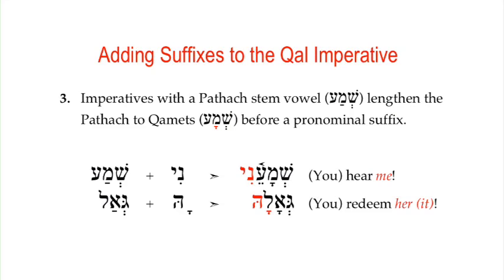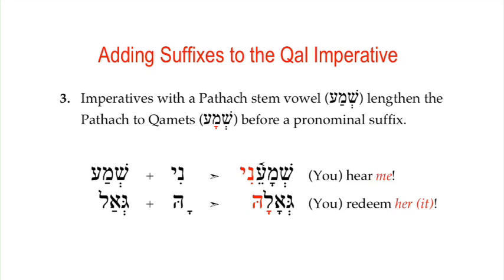So let's look at your screen and identify one more feature that's important to understand with the imperative. Number 3, imperatives with a patach stem vowel, that is those forms that will usually have a guttural in the second or third root position, will lengthen the patach to qamets before a pronominal suffix. All right? So now that's a little bit different than what we saw in the 2MS, the regular form, where you had the O class stem vowel. In the O class stem vowel, you had the change going on in the first syllable. You had the vocal shewa change to qamets hatuf.